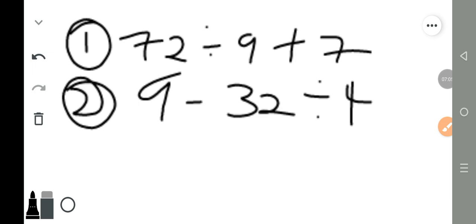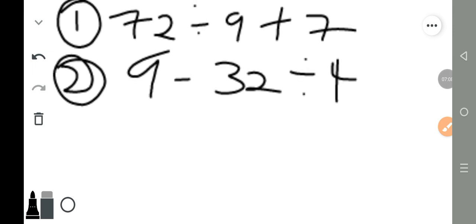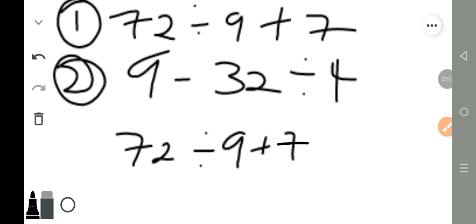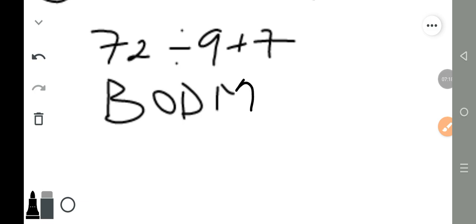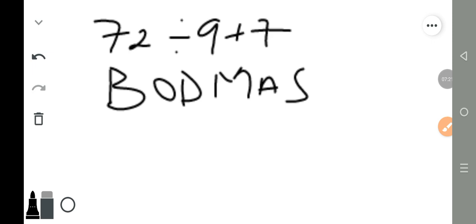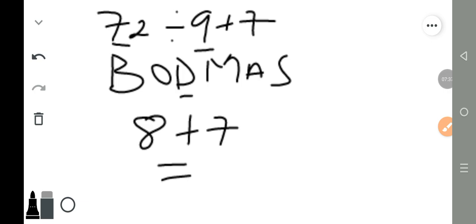Alright, let's continue from there. So the first question says 72 divided by 9 plus 7. How do you solve this? According to BODMAS, your division comes first before your addition. So 72 divided by 9. And what is 72 divided by 9? 8. So 8 plus 7 is equal to 15. So whoever got 15 is correct.